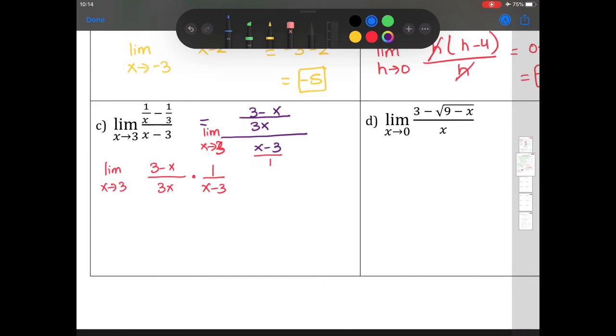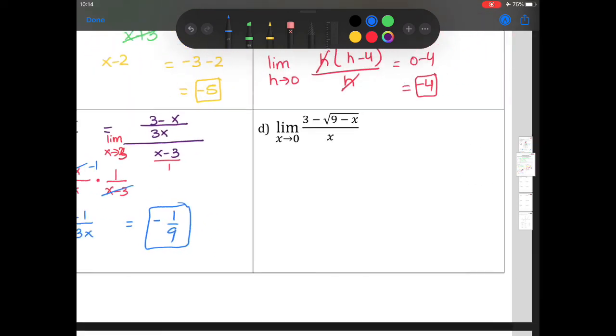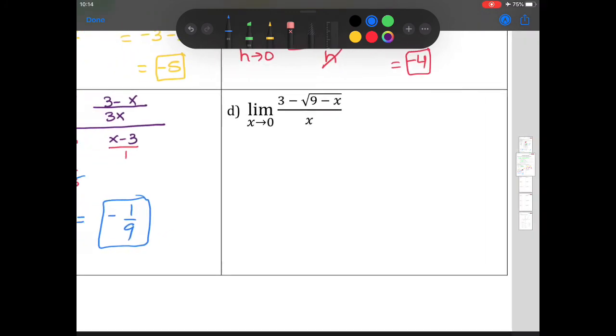These are additive inverses. When you cancel them, there's a -1 there. So it's the limit as x approaches 3 of -1 over 3x. Now do direct substitution. I get what? -1 over 9. Right? So that's part C.